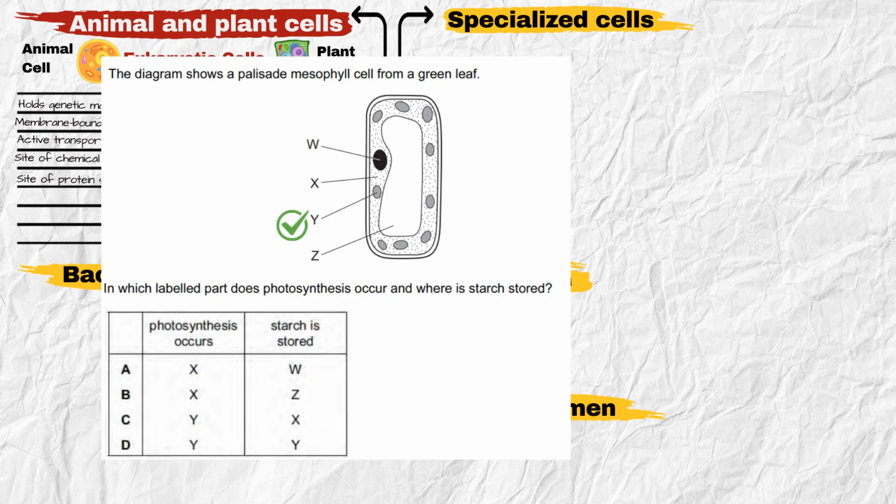Now, do you know where starch is stored? Starch is temporarily stored inside the chloroplasts as starch grains, especially in mesophyll cells during daylight. So it is the chloroplast again, so choose D.